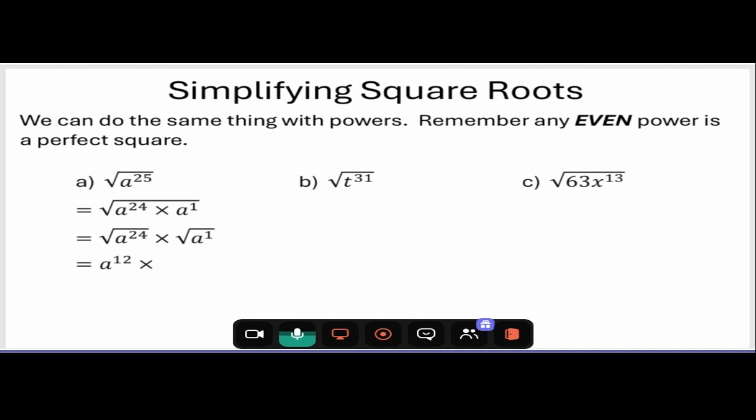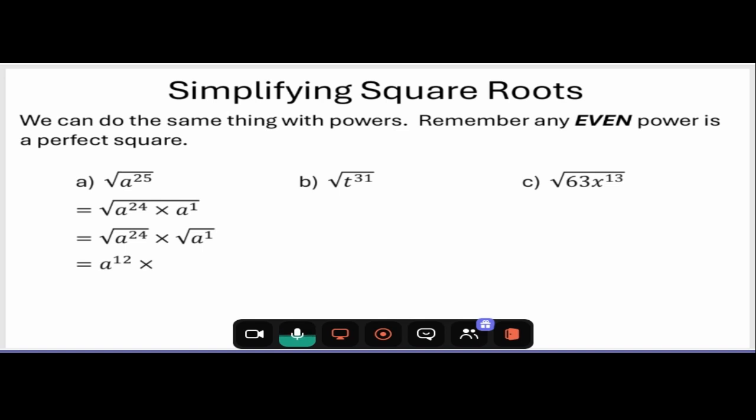Now, separate those out. And that first one, you just slice that power in half every time, right? Because what is the square root of a to the 24? It's the thing you multiply by itself to get a to the 24, which is a to the 12. A to the 12 times a to the 12. You add the exponents and get 24.